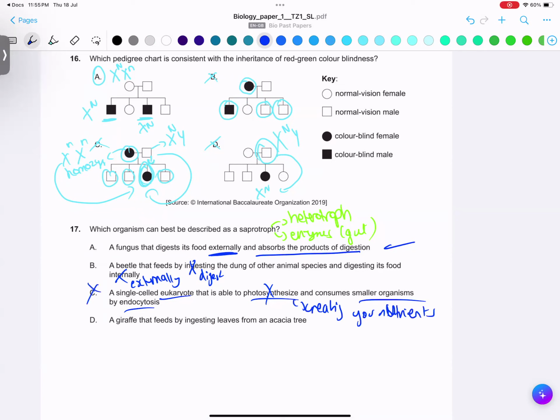A giraffe that feeds by ingesting leaves from an acacia tree. So no, because this does not require enzymes and does not ingest, it digests. So this is false. So our answer is A.